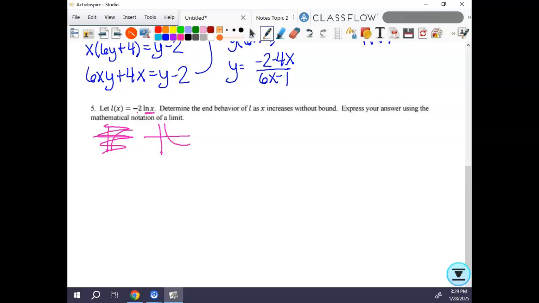Now, if you saw my paper key, I had to mark out part of the answer because clearly I did not read the directions when I did it the first time. It says determine the end behavior of L as x increases without bound. So that means that's the limit as x approaches infinity of L of x. So as x increases without bound, y decreases without bound. So my answer is negative infinity.